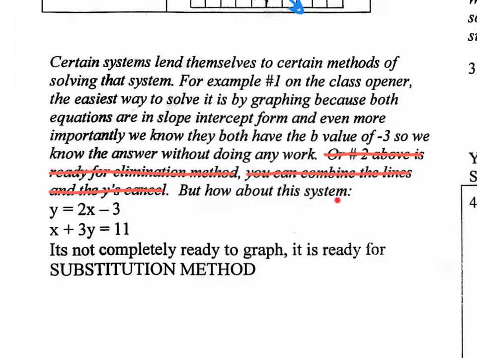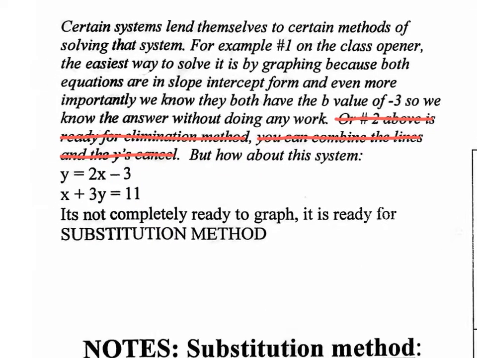But this system that we give you down here, this one's not ready. Well, the top equation's ready to graph, but the bottom equation's in standard form and not ready to graph. So we could switch this to slope-intercept form by subtracting x, and rewriting it, and then dividing everything by 3, and then we could graph both. But let me tell you something here, guys.